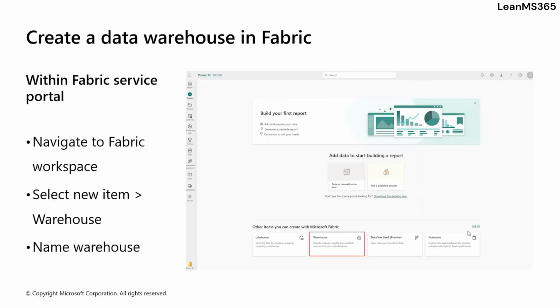So now let's see how we can create a data warehouse in Fabric. Fabric data warehouse is a relational data warehouse and it supports full transactional T-SQL capabilities. There are multiple ways through which we can create items within Fabric. Either we can navigate to the Fabric workspace and select the new item for the warehouse, or we can create it using the create hub.